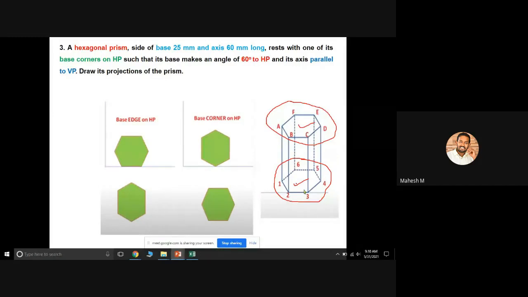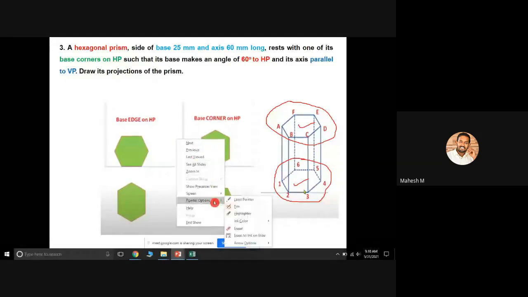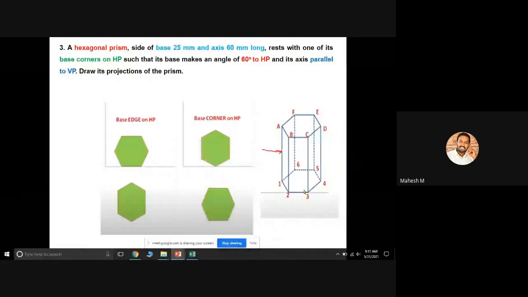So the top surface should be named A, B, C, D, E, F, and the bottom surface should be named 1, 2, 3, 4, 5, 6. So you will have 6 corners. Okay. So I'm going to ask the names of particular shapes. What is the name of this line? A21. What is the name of this line?